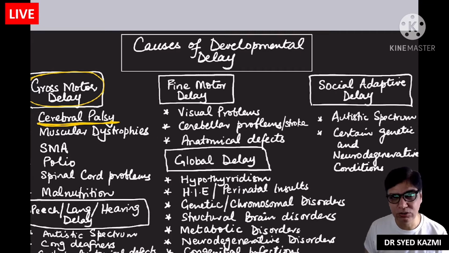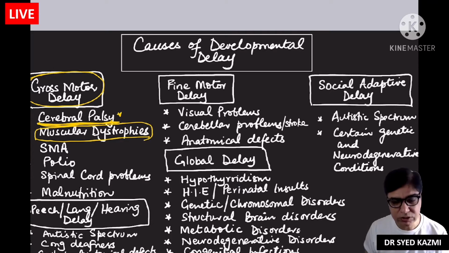And usually, as I told you, in most of the cases it presents with problems in the gross motor domain, though sometimes it can present with problems in other domains as well. But for the sake of simplicity, if you only find gross motor delay, think number one of cerebral palsy. Then, because you know that the proximal group of muscles are involved, most of the muscular dystrophies, Duchenne muscular dystrophy, Becker muscular dystrophy, different types of myopathies, congenital myopathies, would present with gross motor delay.